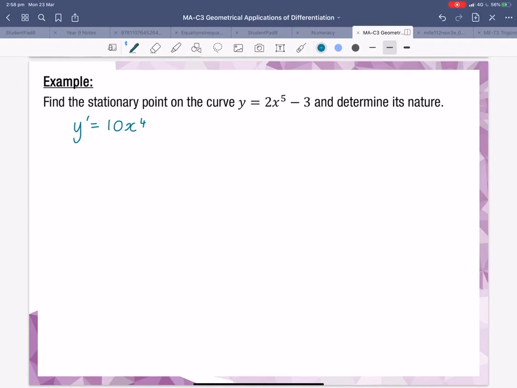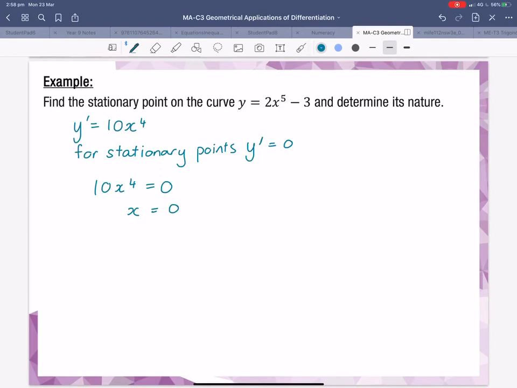Now to find stationary points, we put the first derivative equal to 0. Okay, for stationary points, y dash equals 0. So 10x to the power of 4 equals 0. And that leaves us with x equals 0.